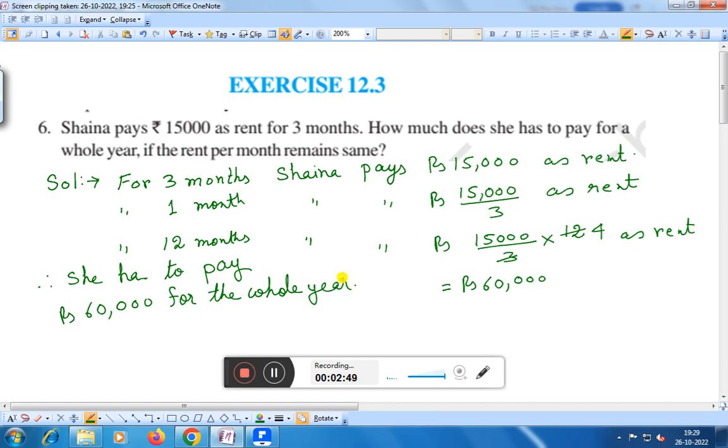Right? This is the solution of question number 6. For 3 months, Saina pays rupees 15,000 as rent. Therefore, for 1 month, Saina pays rupees 15,000 by 3 as rent. Therefore, 1 year is equal to 12 months. Therefore, for 12 months, Saina has to pay rupees 15,000 by 3 into 12. 3 fours are 12 and 15 fours are 60, that is 60,000. Therefore, she has to pay rupees 60,000 for the whole year.